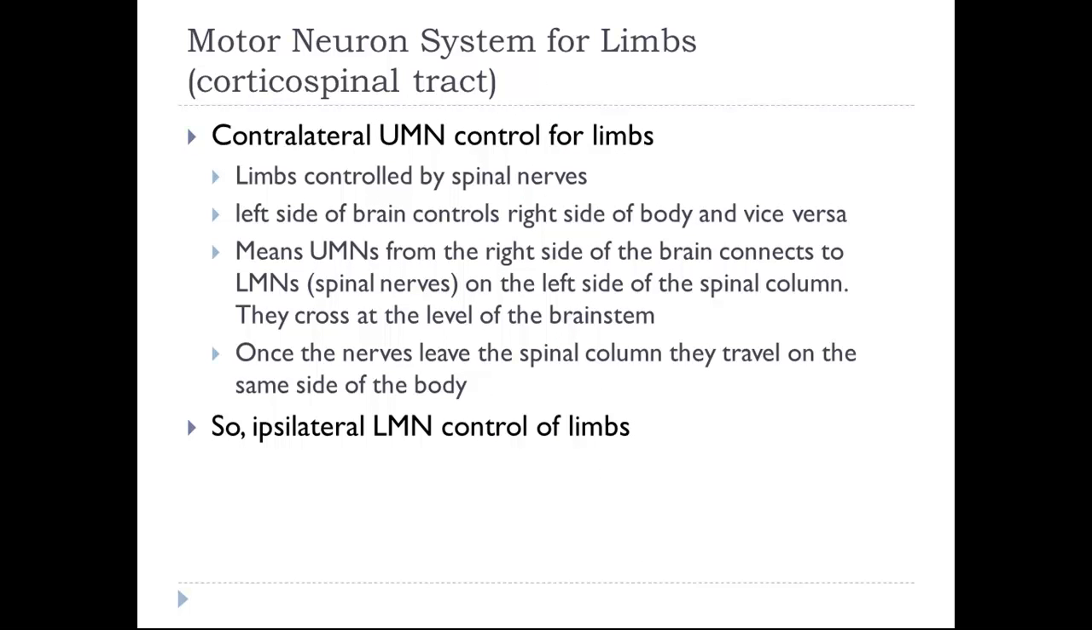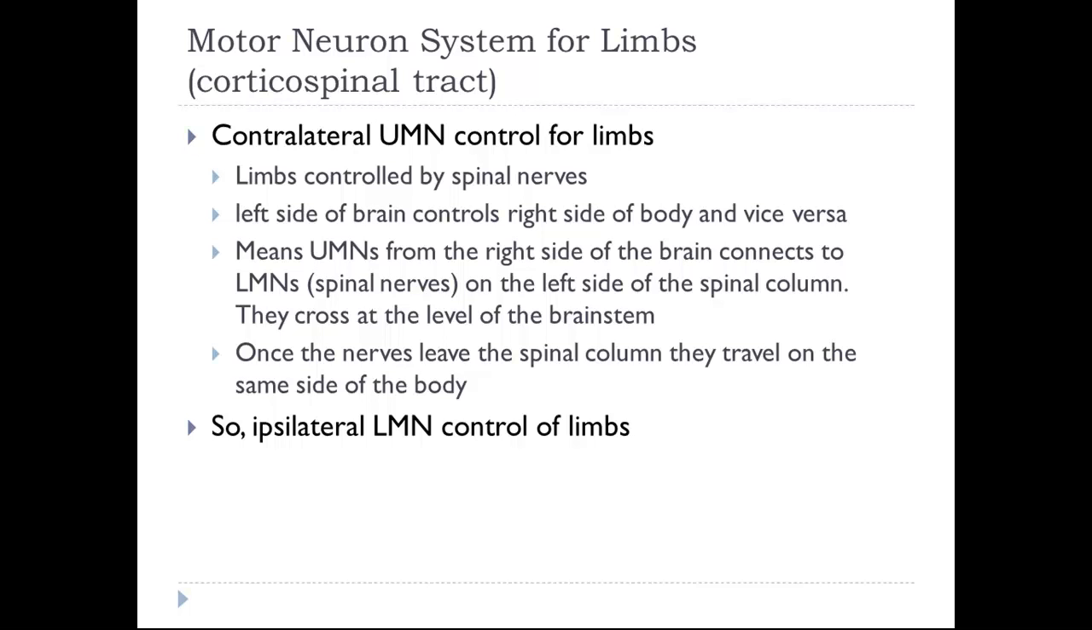Okay, so in regards to motor neuron control of the limbs, remember this is controlled through the corticospinal tract. That's just the name that we have given for all these nerves that are going through the brain that are going to control the limbs. It's always contralaterally controlled, so it's simple for the limbs. It's just what we always think of. The right side of the body is controlled by the left side of the brain, and vice versa. The left side of the body is controlled by the right side of the brain.